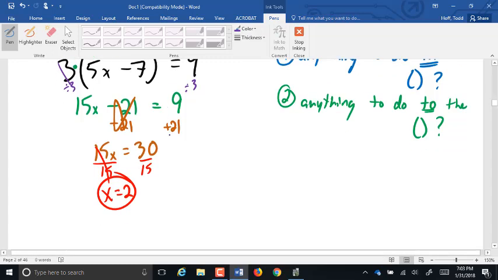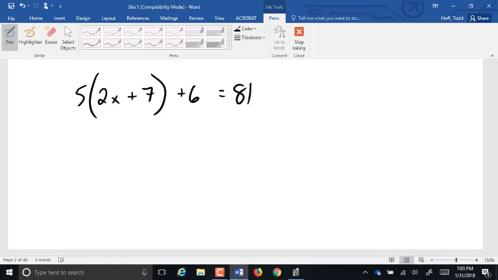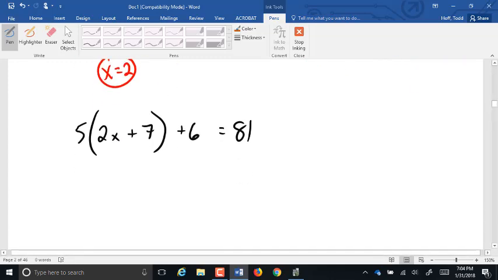Let me show you what I mean. We might have 5 times 2x plus 7, plus 6 equals 81. Here, I could not just divide by the 5 to get rid of it. It wouldn't work because there's other stuff there, that's 6. So we go ahead and we're going to do the parentheses. Anything to do inside the parentheses? Yeah. That's all that I changed, was adding the 6. There's extra pieces here.